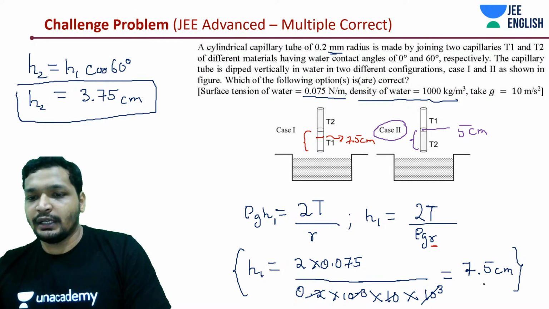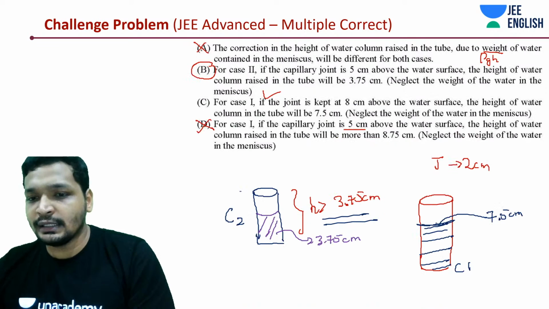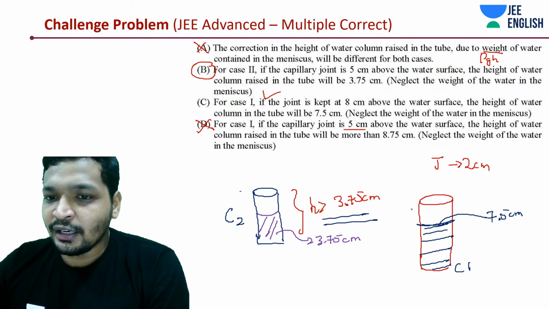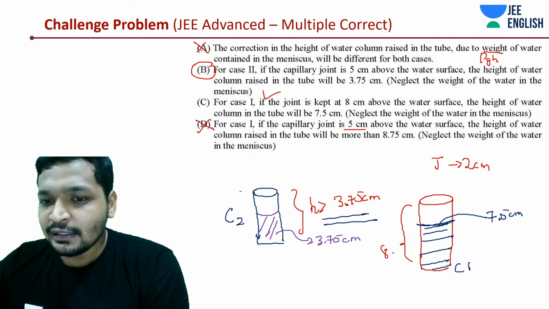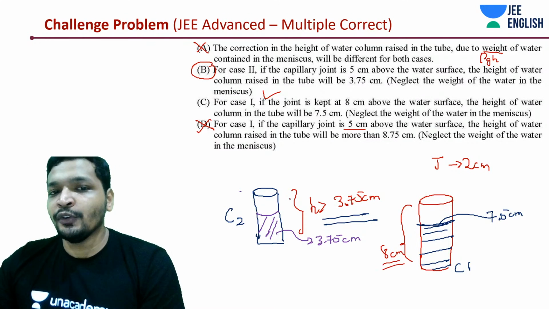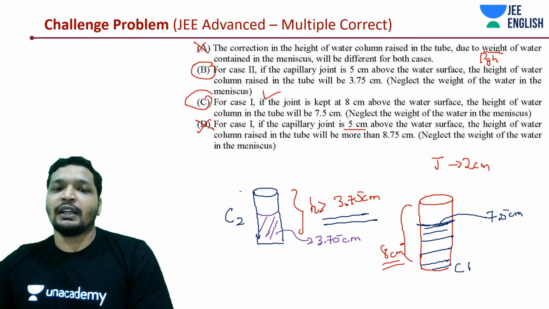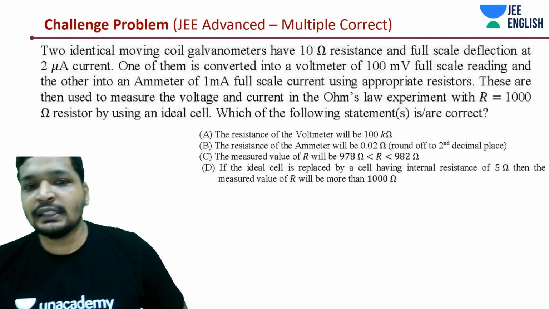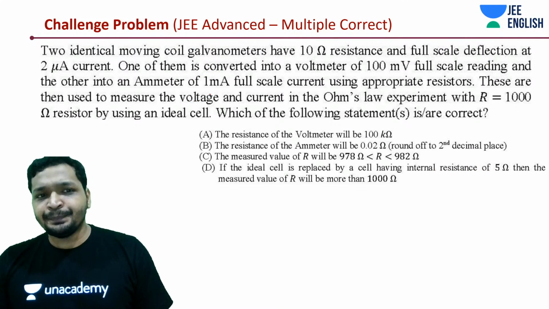We just calculated it, right? That is it. See, actually multiple correct is simpler than your single correct. Even the scoring is more. So C is also correct. Simple question, 2 correct answers, 4 marks with lesser calculation. Let's get into the next question then.